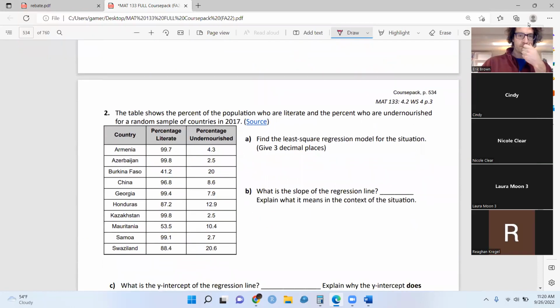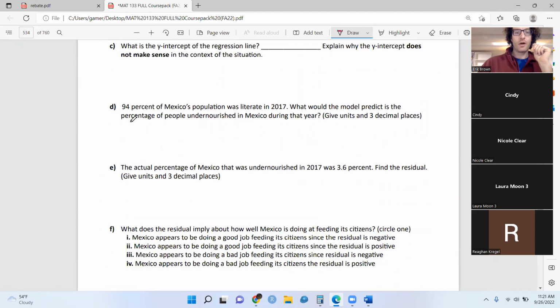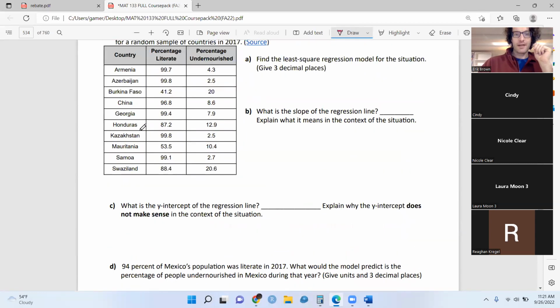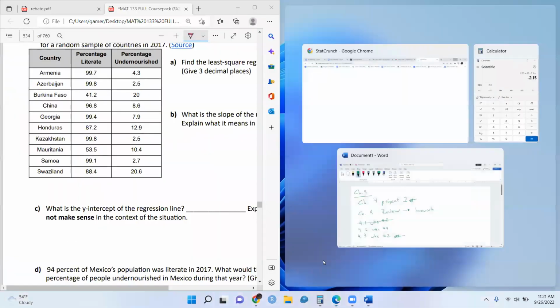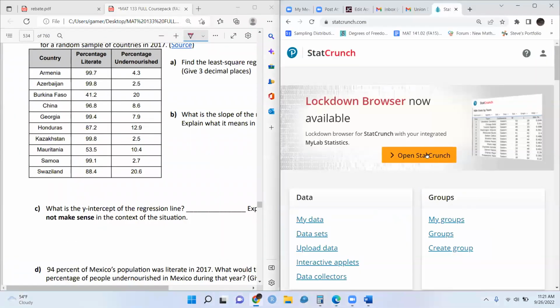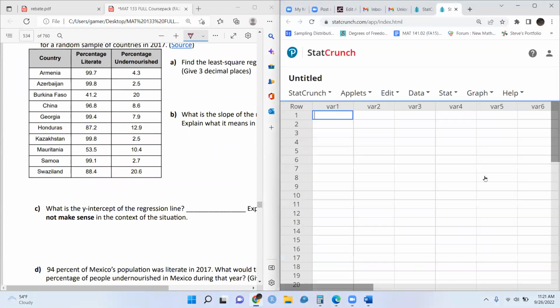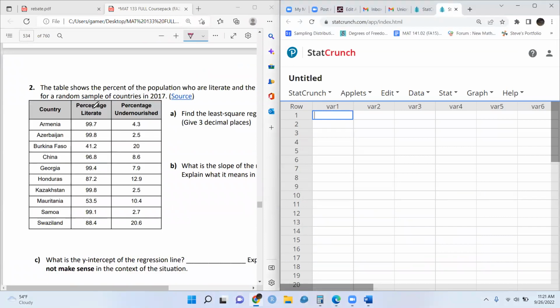So I would love for you all to do number 2 from start to finish with no help. I'm going to give you 10 minutes. As a quick reminder, you need to get into StatCrunch, and you need to type the stuff in. I will give you this hint. Recall that the first column is X, the second column is Y. So to make life easier on yourself, why not label the columns in StatCrunch X and Y, and then type in your stuff.